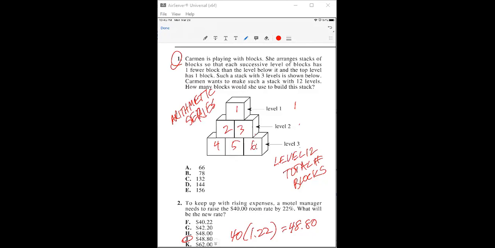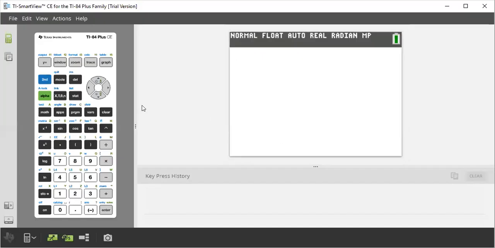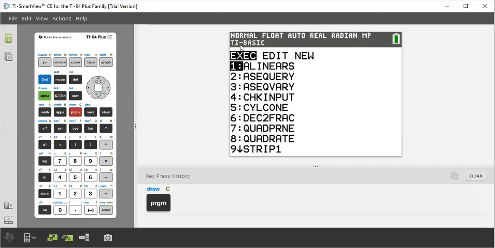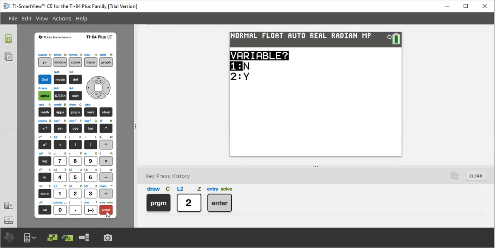So I am going to share my calculator with you, TI-84 CE, and then I'm going to go to my programs. And the program that I've written for sequences and series is called ASEQUERY. So I'm going to choose that, press enter. It doesn't have any variables in here. We're trying to find the total. So I'm going to say no.